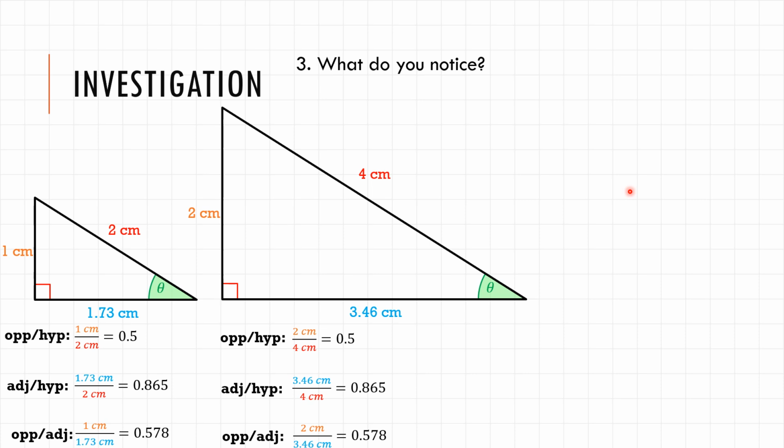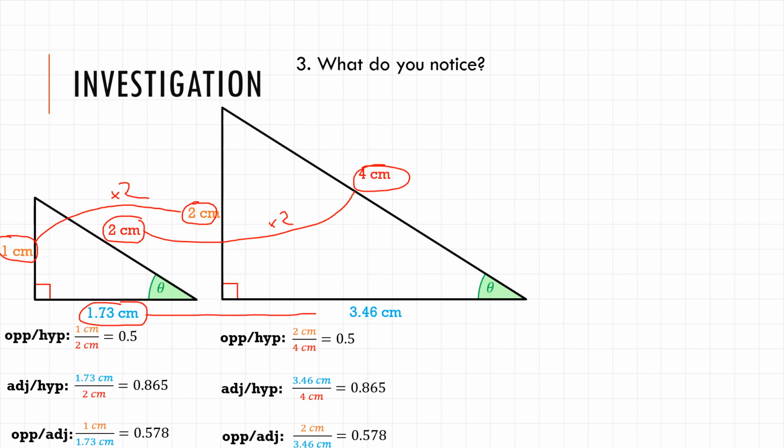Well, there's lots of things to notice in this situation. One thing to notice is that this triangle is double the size of this triangle. If you notice, all of the side lengths seem to have been multiplied by 2. This times 2 is 4, and 1.73 times 2 gets us 3.46. That's certainly one thing to notice, that these two triangles are similar and that this one is just a bigger version of this one.